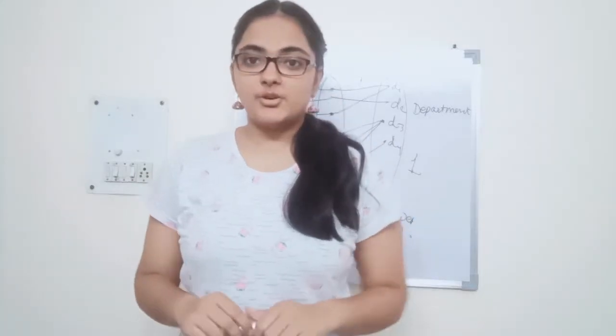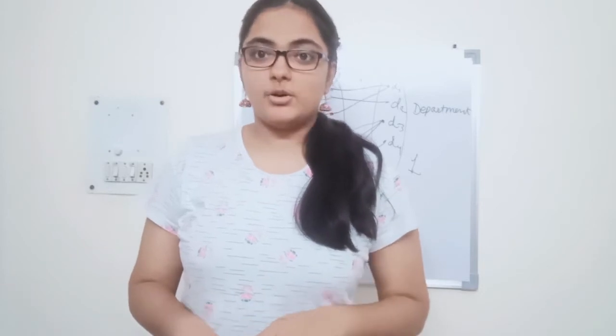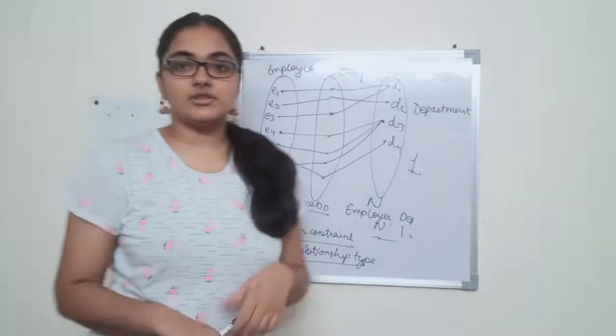So in the previous video we talked about cardinality ratio and participation constraint. The example that we took was an n:1 relationship between employee and department. So in this video we are going to continue that topic. Okay, that is participation constraint.